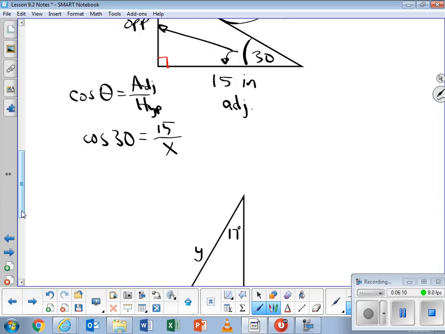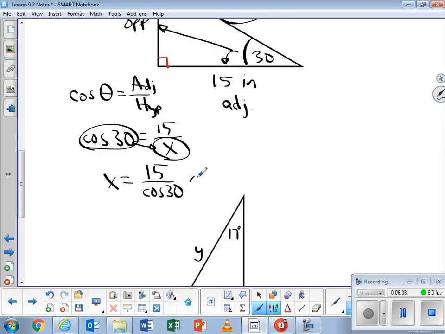When the unknown is in the bottom, with these trig ratios, all we have to do is switch these two. What was out front and what's in the bottom. So x equals 15 over cosine 30. And we plug that in our calculator. Make sure our calculator is in degrees now.